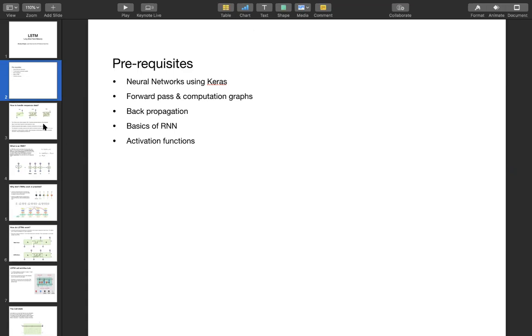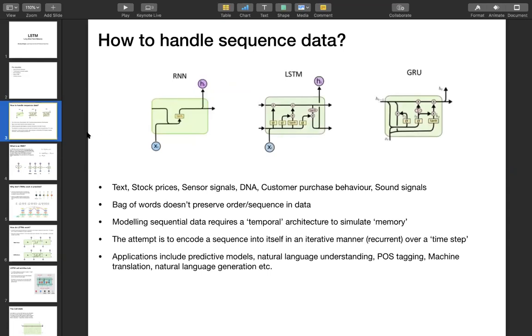So yeah, let's start with how do we handle sequence data. This is an open problem, and a lot of work has been done on this since, I guess, 2013. Sequence data is any form of data where the sequence of information is important, and it's necessary to preserve that so that you can model it. A few examples of sequence data are text, stock prices, sensor signals, DNA sequences, sound signals, customer purchase history, and so on and so forth.